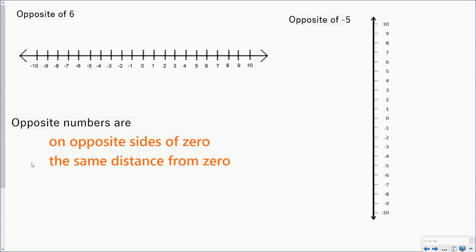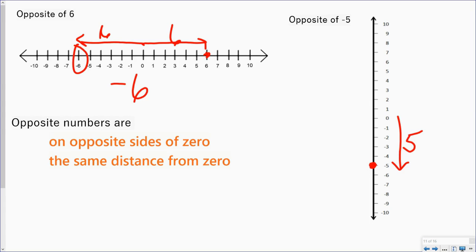zero. So if I look up here at 6, and I put a mark at my 6, it is 6 units to the right of zero. So that means my opposite is 6 units to the left, or here at -6. So the opposite of 6 is -6. And then I have my vertical number line here. -5 is down here, and that's 5 units down. So then my opposite would be 5 units up, which would put me here. And so the opposite of -5 is 5.